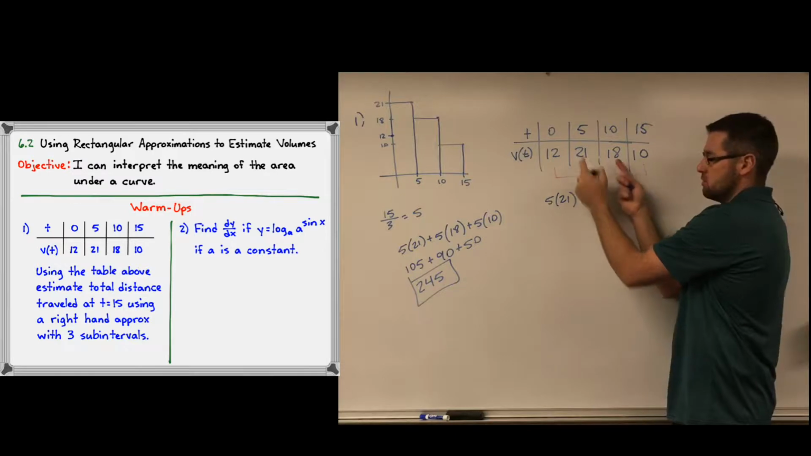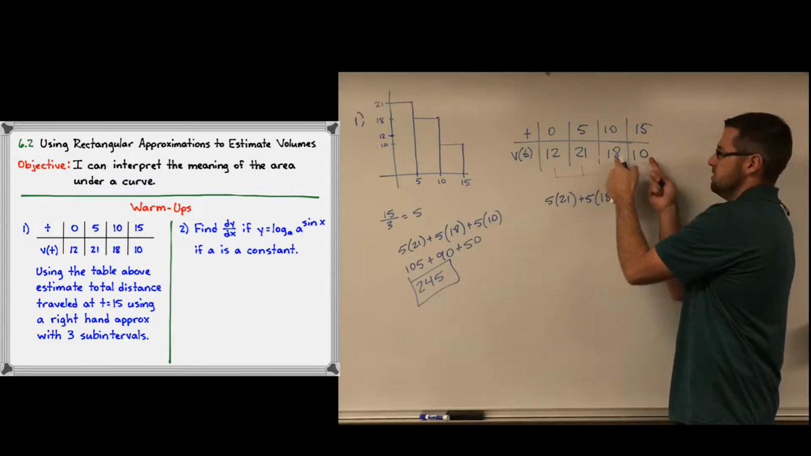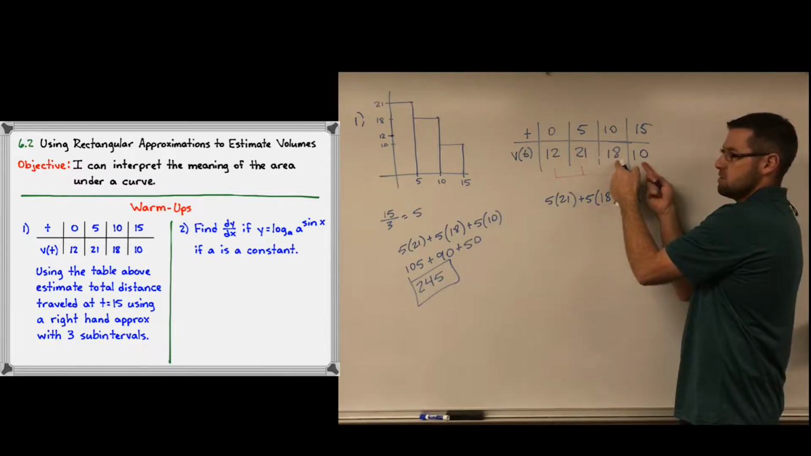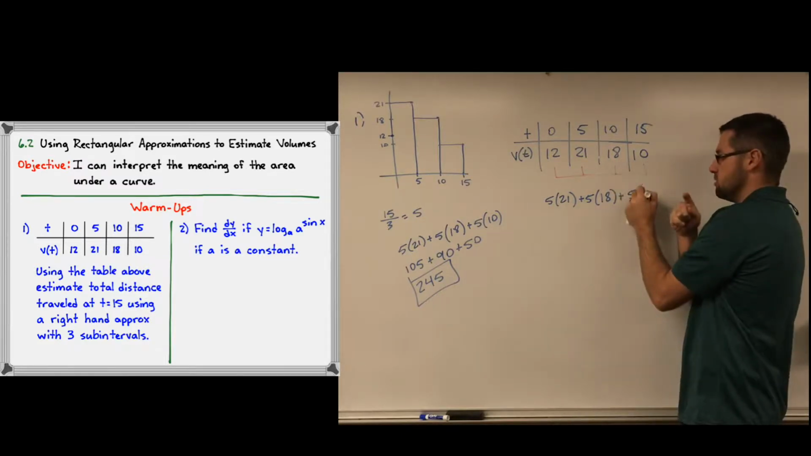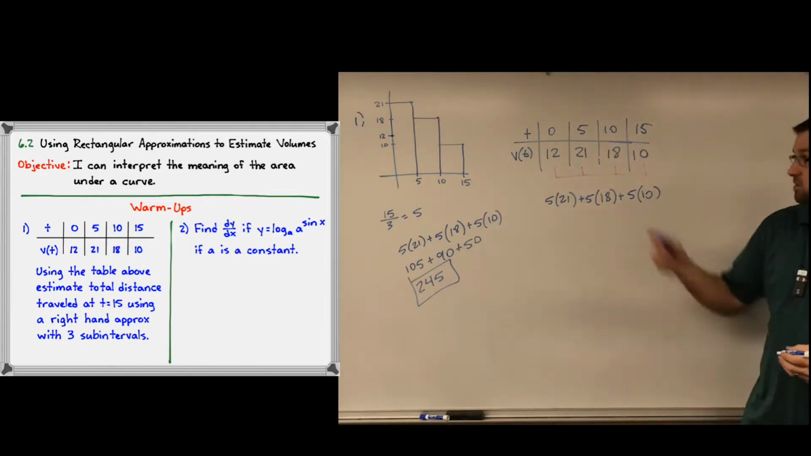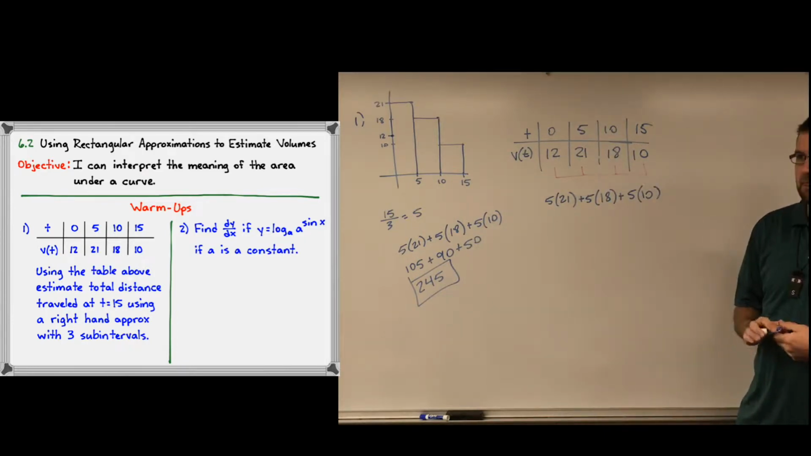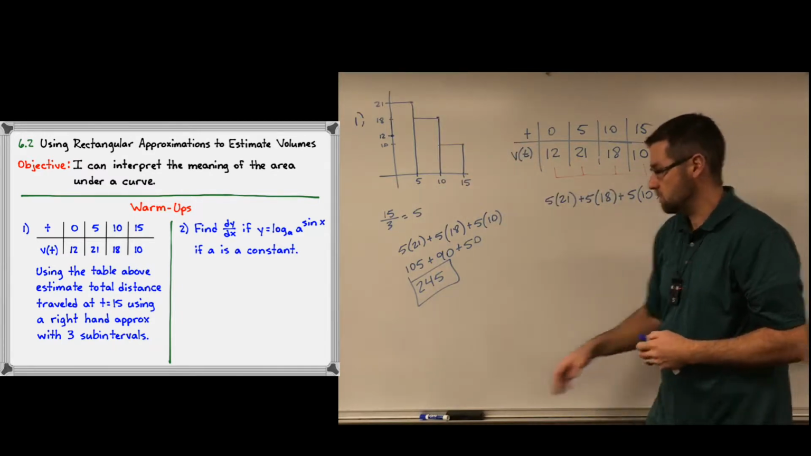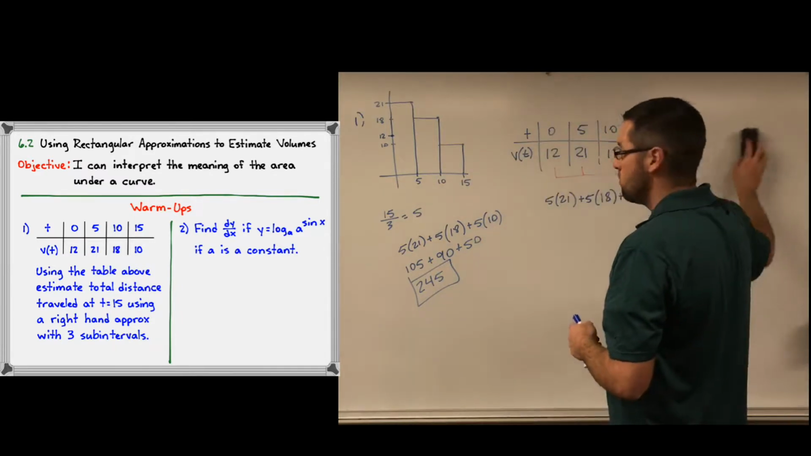Which height do I use? 18. This is the other rectangle. How wide is it? 5. How tall is it? I use the right-hand value, so 10. So it's the same thing. It's just actually a little easier to look at on the graph, on the table. You get that? But you have to be able to know how to draw it on the graph too. So any questions? No?